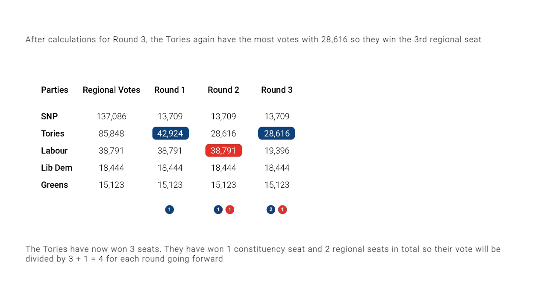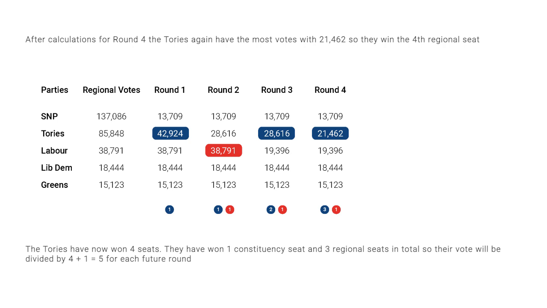The Tories have now won 3 seats. They have won 1 constituency seat and 2 regional seats in total, so their vote will be divided by 3 plus 1, making 4, for each round going forward. After calculations for round 4, the Tories again have the most votes with 21,462, so they win the 4th regional seat. The Tories have now won 4 seats. They have won 1 constituency seat and 3 regional seats in total, so the vote will be divided by 4 plus 1, making 5, for each future round.